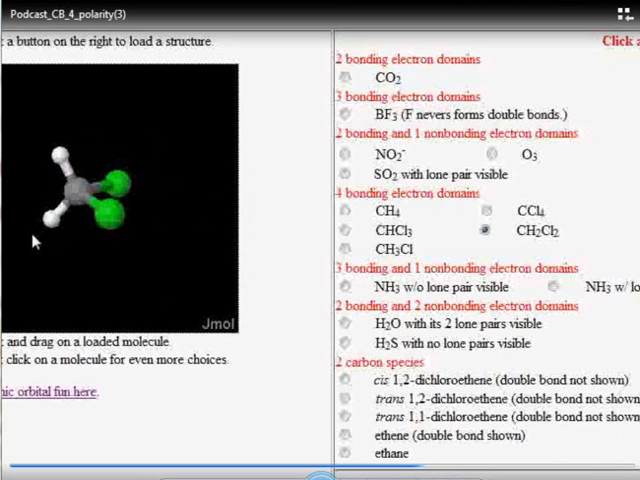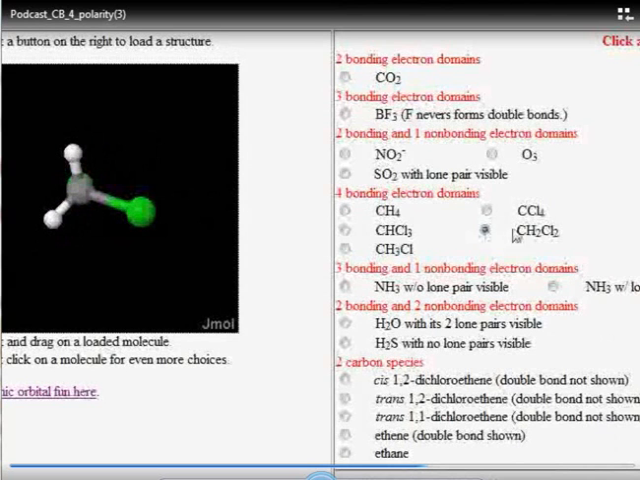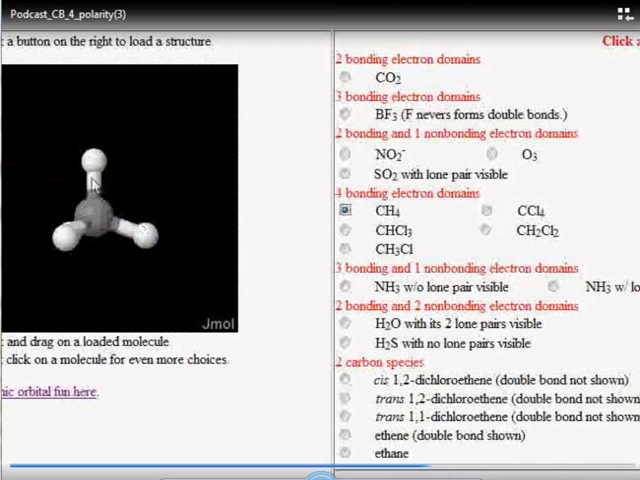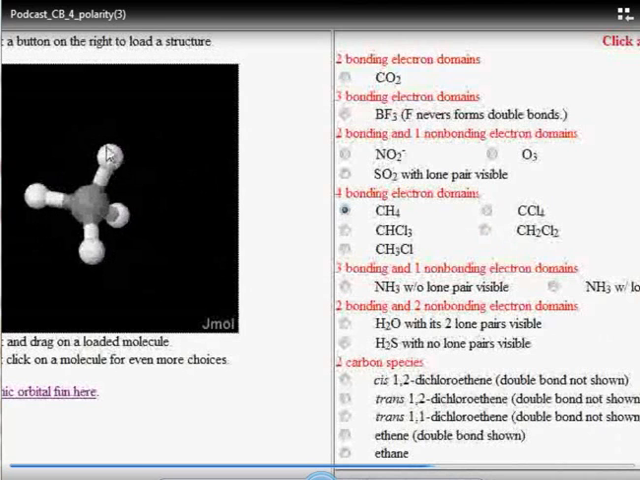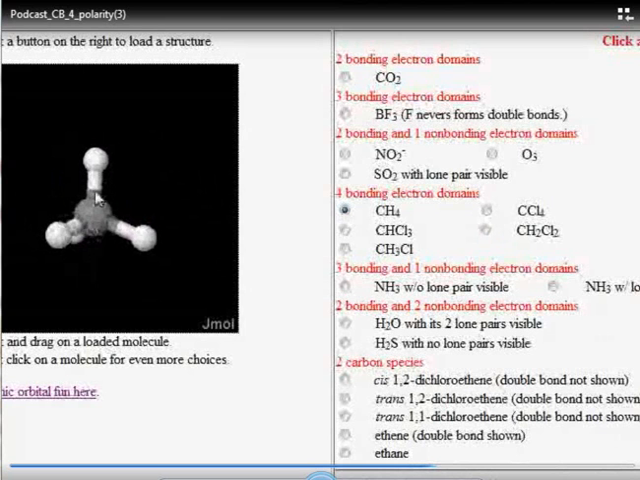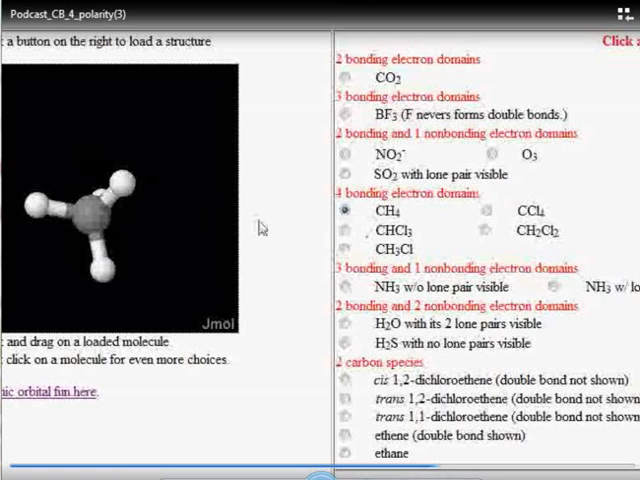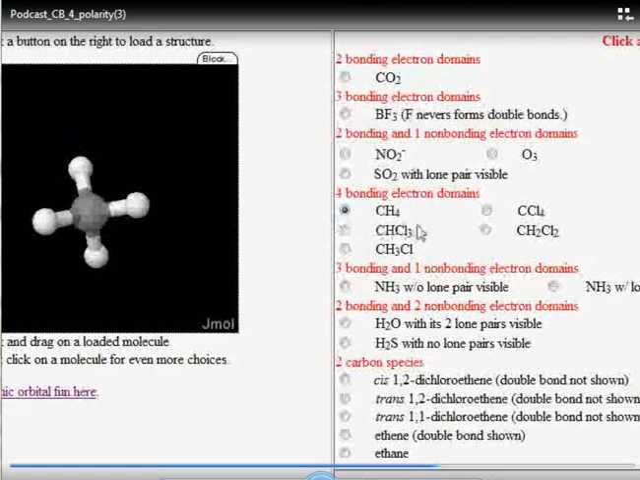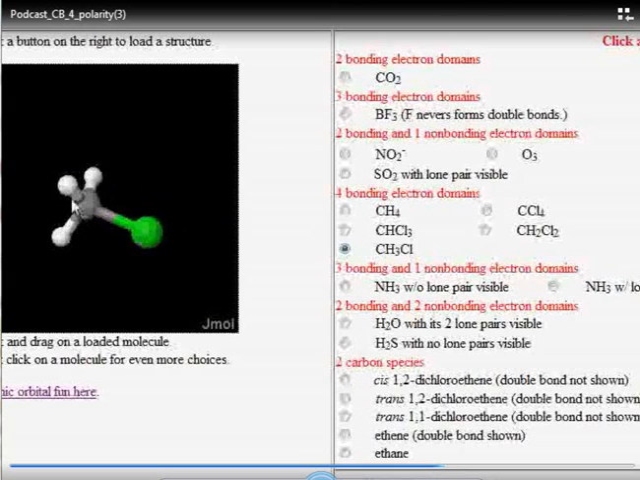So this is a polar molecule. It is not symmetrical, as opposed to the CH4 that we had, perfectly symmetrical. So a tetrahedral shape is a symmetrical shape. It's got 4 evenly spaced atoms attached. But if any one of these 4 is a different atom, you're going to have a polar molecule.